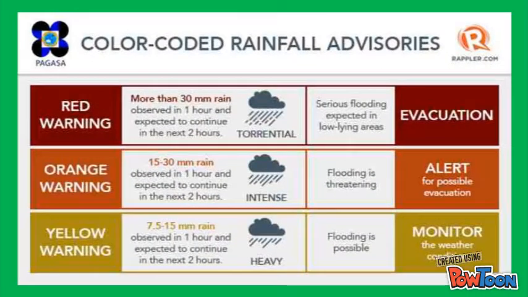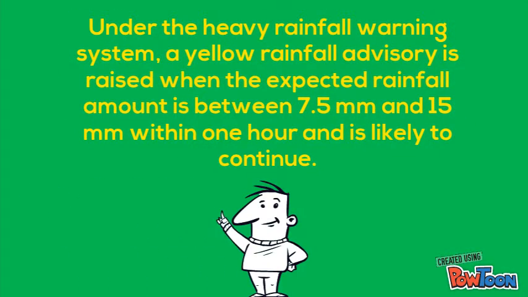Pag-asa has released a color-coded rainfall advisory, which is raised according to the susceptibility of flooding in a certain area. Under the heavy rainfall warning system, a yellow rainfall advisory is raised when the expected rainfall amount is between 7.5 millimeters and 15 millimeters within 1 hour and is likely to continue.